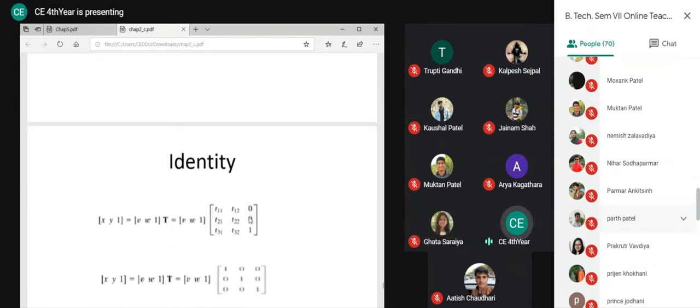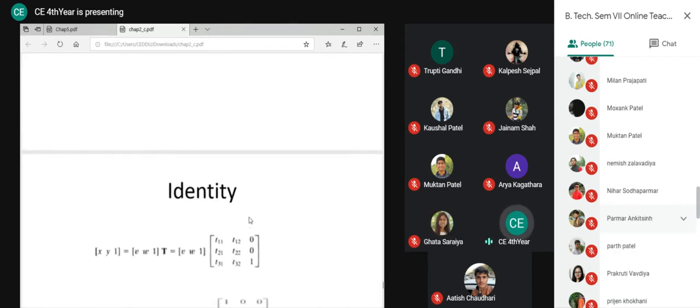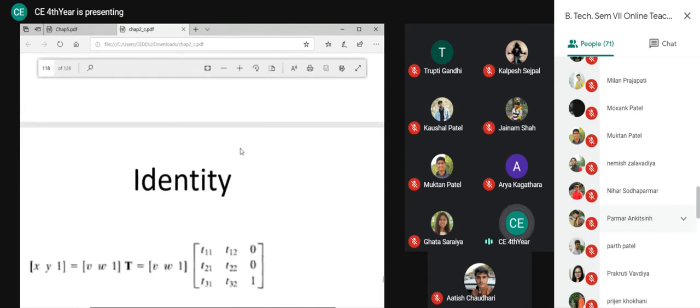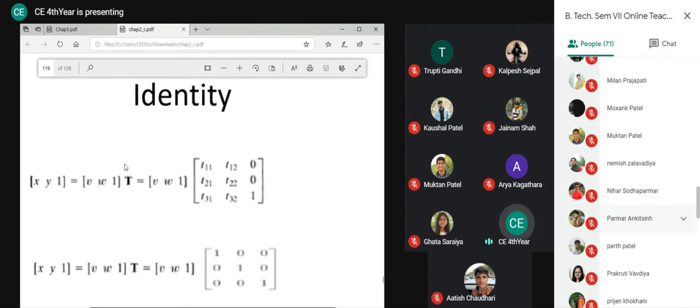So the first operation that comes is identity. I can show you that, if it is visible. What is that operation? The operation is identity. If I want to do identity, what is identity? Input is equal to output. That is identity transformation. I want to do identity transformation. I don't want to do anything else.